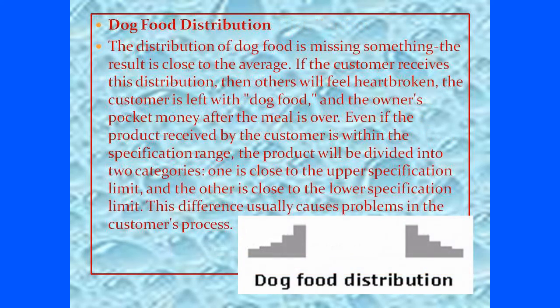Next is the dog food distribution. The distribution of dog food is missing something: the results close to the average. If the customer receives this distribution, the customer will feel heartbroken. Even if the product received by the customer is within the specification range, the product will be divided into two categories: one closer to the upper specification limit and the other closer to the lower specification limit. This difference usually causes problems in the customer's process.